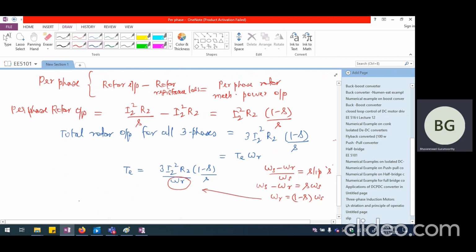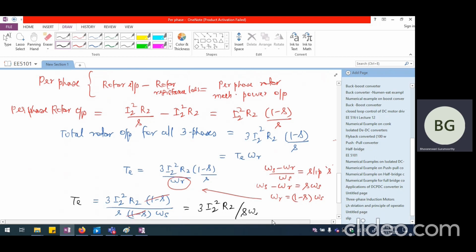So I can write this as 3 I2 square R2 multiplied by (1 minus s) divided by s, then (1 minus s) times omega s. For omega r, I'm substituting this. So I can cancel this and this. So I should be able to write this as 3 I2 square R2 divided by s omega s. So this is going to be the expression for torque.